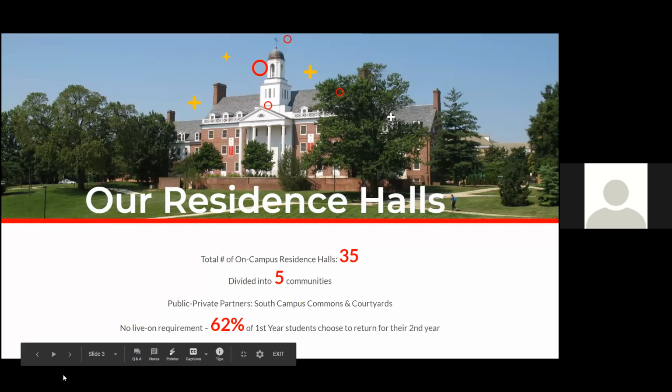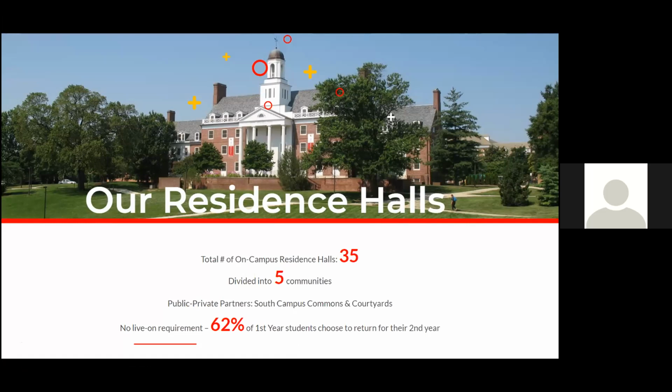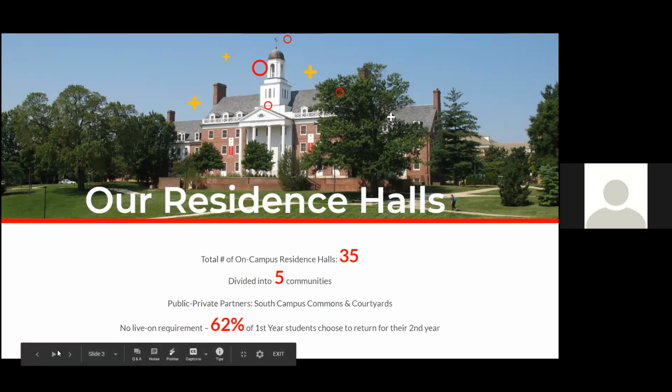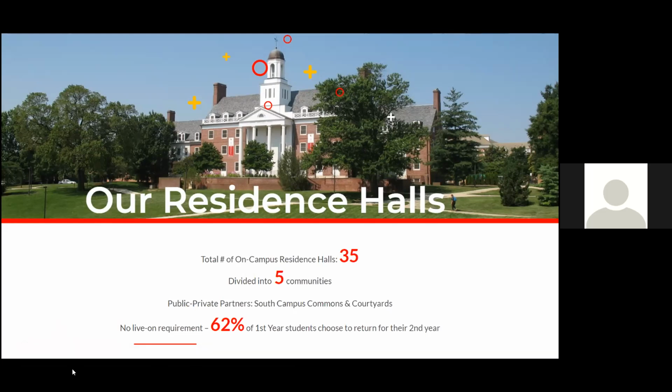Students entering their junior and senior years and who have lived on campus for the first 2 years have priority access into our capstone properties, South Campus Commons and the Courtyard Apartments. Our off-campus housing office also offers support and services for students searching for alternative housing options. Our residence halls: total number of residence halls is 35, divided into 5 communities. Our public-private partners are South Campus Commons and the Courtyards. While there is no live-on requirement, 62% of our first-year students choose to return for their second year.